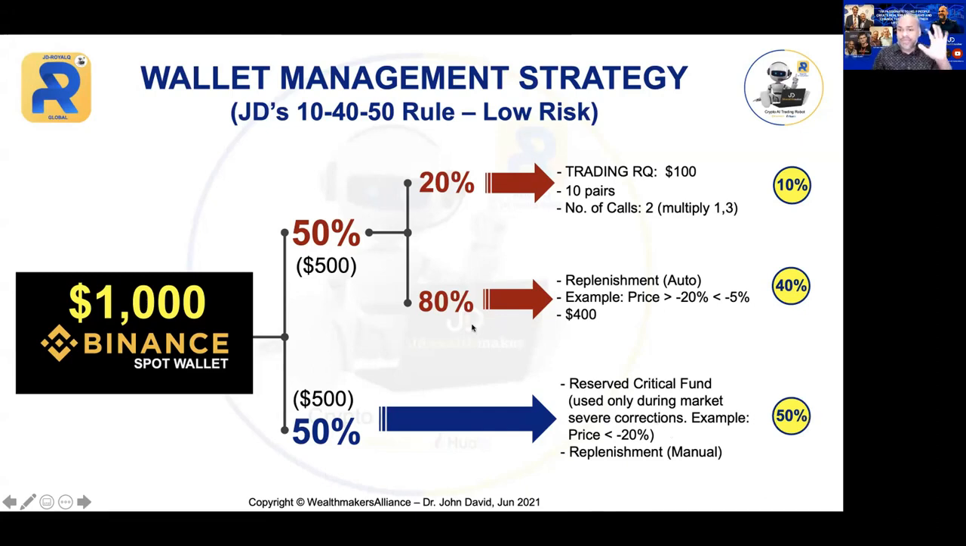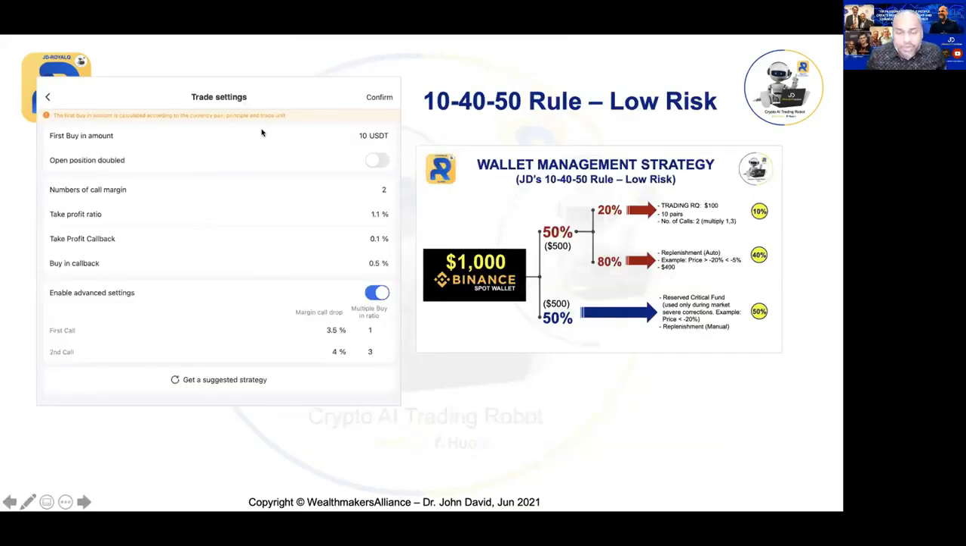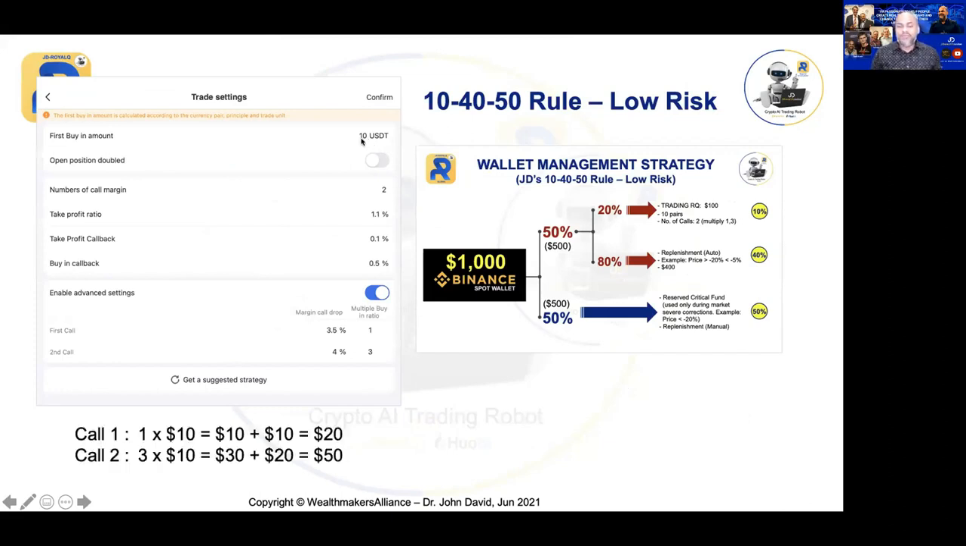Now, let's look practically at how these things work and how you should set up your trading. Here, you can see over here, this is the setup. Please follow the setup. You're going to start with $10. If you have $1,000, you're going to start with $10. Even if you have $100, you're going to start with $10. So don't go higher when you're using low risk.